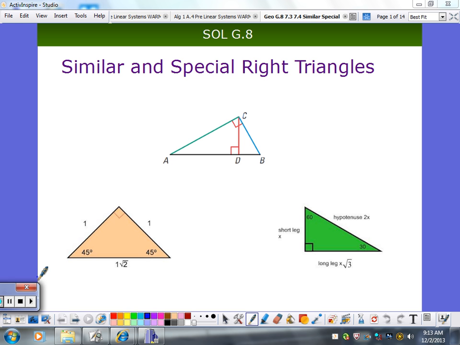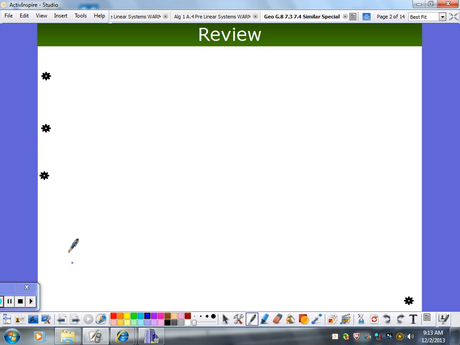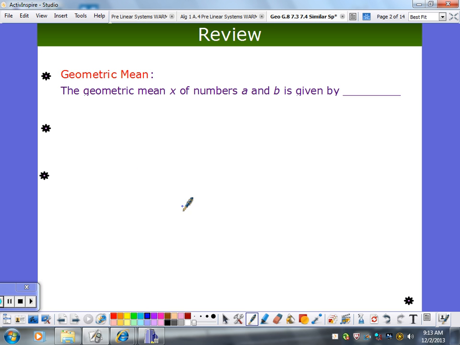Two things with right triangles. We're going to look at similar right triangles, these kind in particular, and some special right triangles. So let's start with the similar right triangle. Let's do a little bit of review.